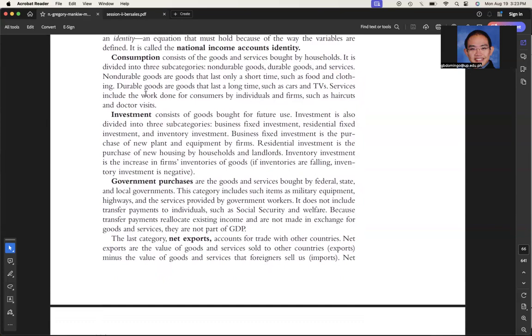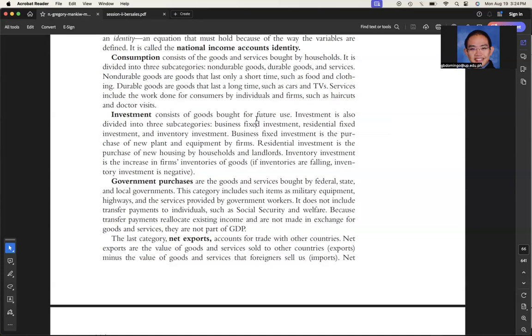Investment consists of goods bought for future use. It's really not super clear what future use means. What this means is investment means an addition to capital. And capital is the factor of production that's used to produce future goods, and goods in the future can either be consumption goods that you just talked about, or even investment goods also, right? So you can produce capital, can produce other capital, for instance.